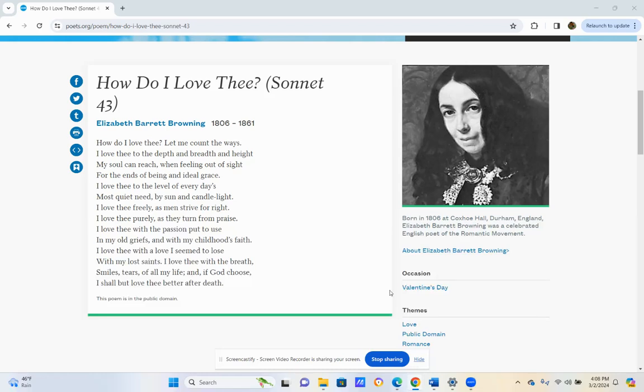Hello. The next poem we're looking at is How Do I Love Thee? It's a sonnet by Elizabeth Barrett Browning. We can notice that this was written in the 1800s.